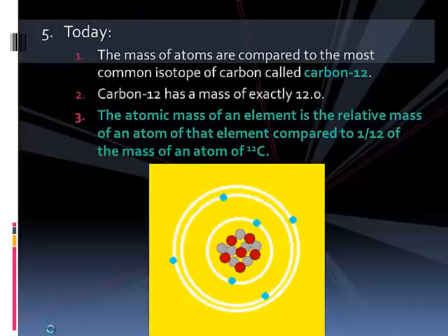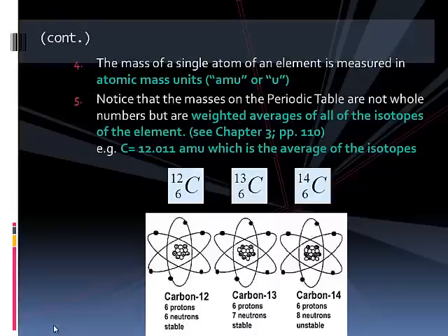1/12 the mass of carbon-12 is 1. So again, that 1 value is important so that we have multiples of 1 as the mass. The mass of a single atom or element is measured in AMUs, or atomic mass units. Sometimes they're written just with a letter U.